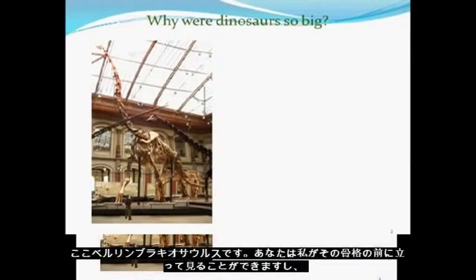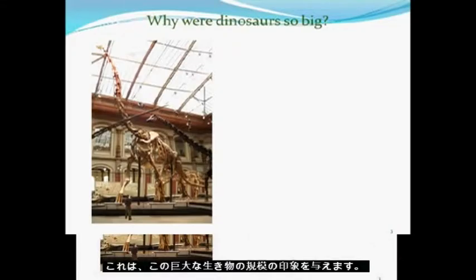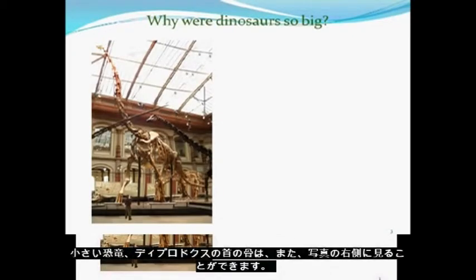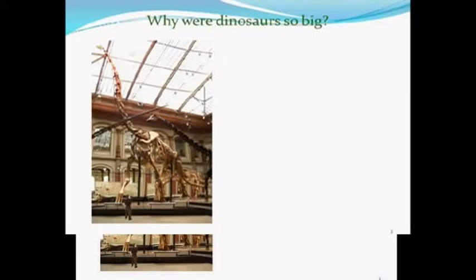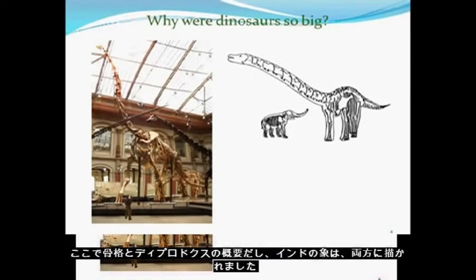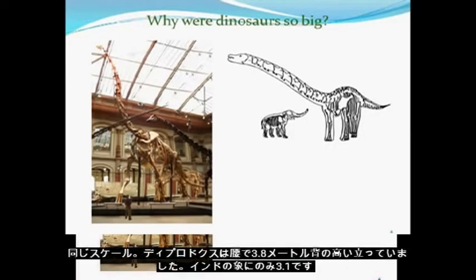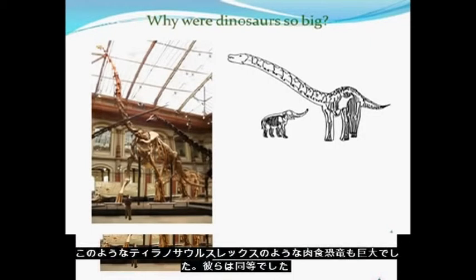Here's the Berlin Brachiosaurus. You can see me standing in front of its skeleton, and this gives an impression of the scale of this immense creature. The neck bones of a smaller dinosaur, Diplodocus, can also be seen on the right of the photograph. Here's the skeleton and outline of Diplodocus and the Indian elephant, both drawn to the same scale. Diplodocus stood 3.8 meters tall at the hips. The Indian elephant is only 3.1 meters head height.